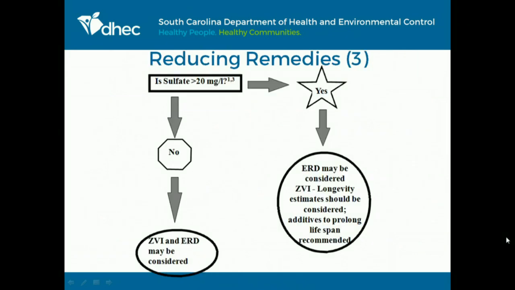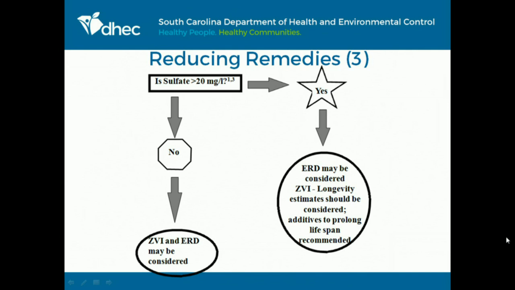So here it is: sulfate greater than 20 milligrams per liter? There's a couple of references on that. Yes, reductive dechlorination may be considered, but you need to look at longevity estimates for zero-valent iron, and there are some amendments that can help with the corrosivity issue for zero-valent iron. If the sulfate is not over 20, then both zero-valent iron and reductive dechlorination can be considered. And I believe this is page 13.